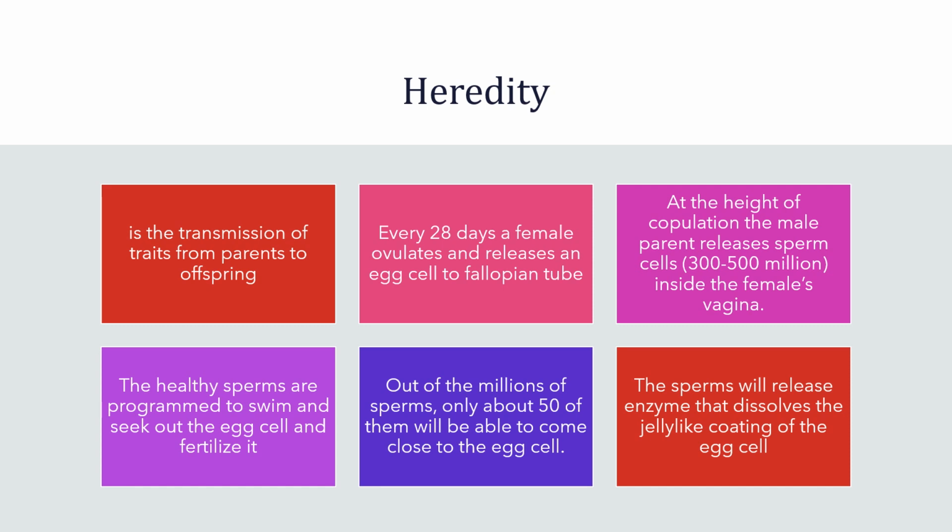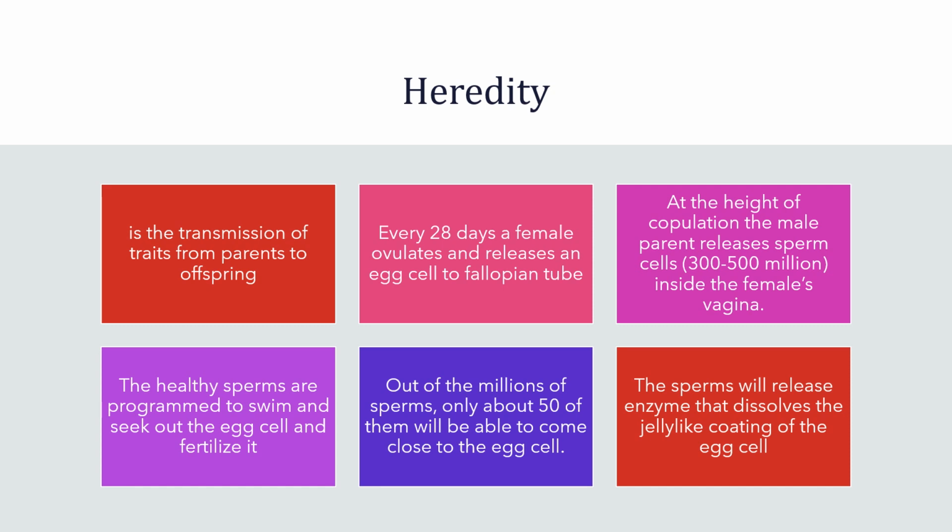At the height of copulation, the male parent releases 300 to 500 million sperm inside the female's vagina. Due to coitus, the male partner releases sperm cells through the vagina or the birth canal, and that's 300 to 500 million just to meet the egg cell. The healthy sperms are programmed to swim and seek out the egg cell and fertilize it. I know 300 to 500 million sperms are a lot, so people will probably think there's a higher probability that the female will get pregnant because of that.